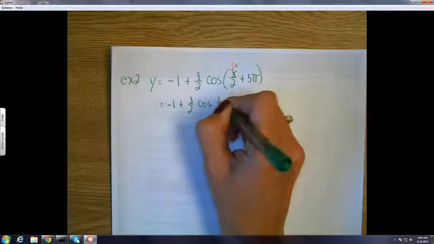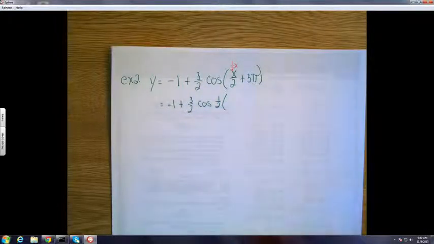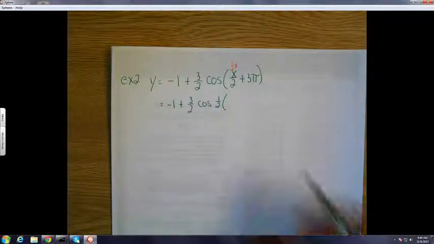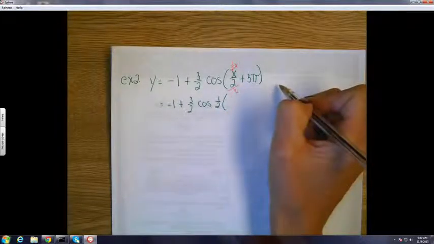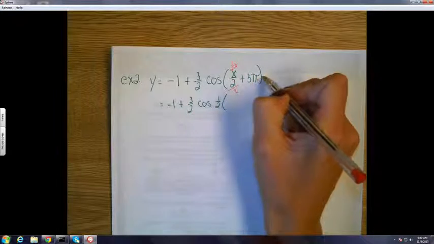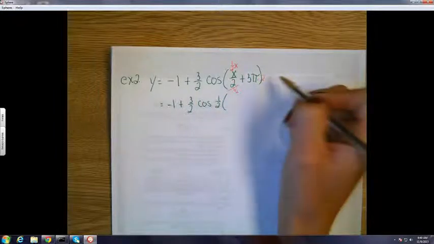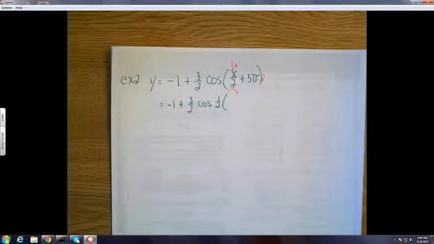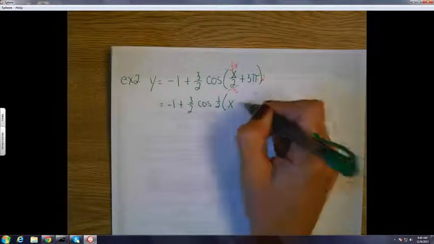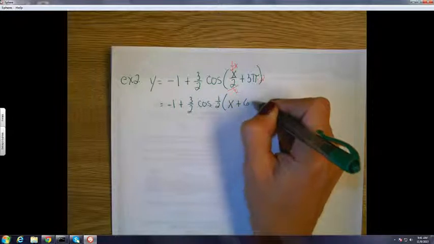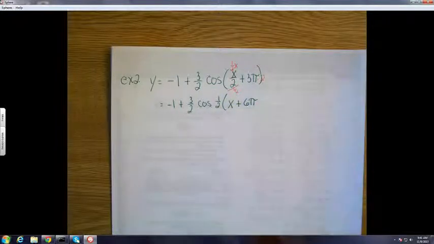1/2 comes out. So I divide by the half. What's the same as dividing by a half? Multiplying by 2. So that's going to leave me with x here plus 6 pi. So big phase shift.